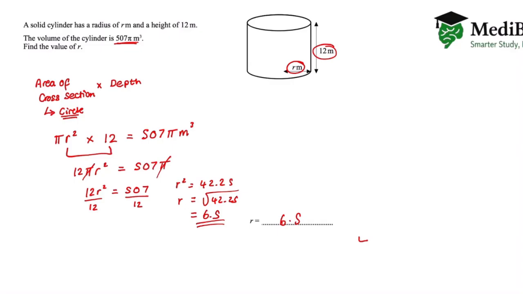So as you can see, if you follow what we've been doing in the last couple of lessons, you work out the area of the cross section and multiply by the depth. This will get you the volume of any prism.